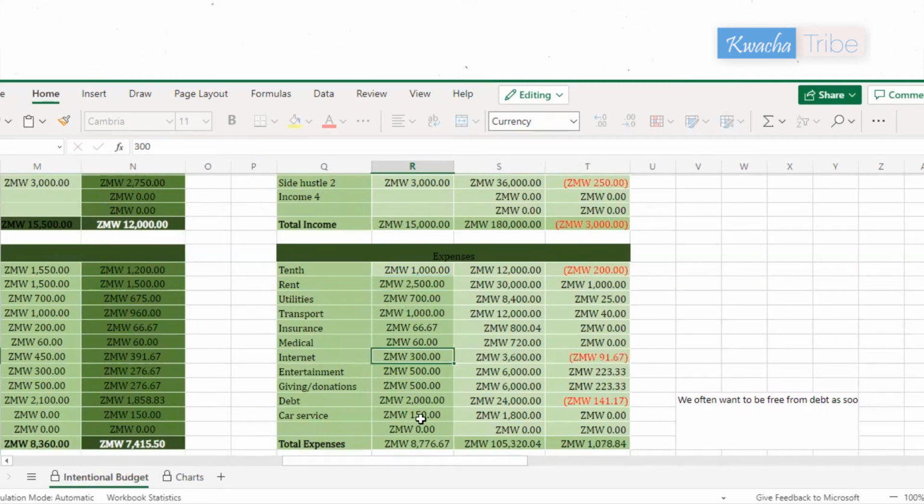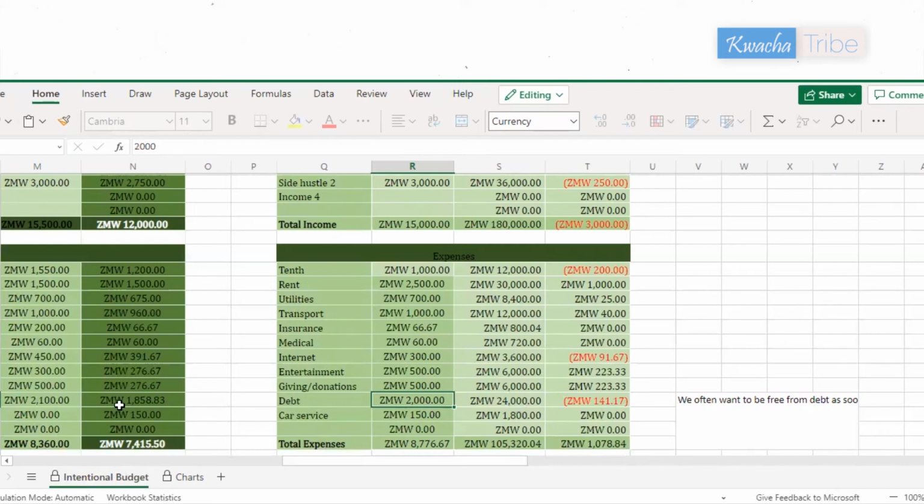So let's go now to debt. Debt here, he in reality is paying 1,858.83, right? But he targeted to service his debt by 2,000 kwacha. And the aim obviously was to say he wants to really aggressively reduce his debt, right? And so for that year, he was going to pay 24,000 kwacha.